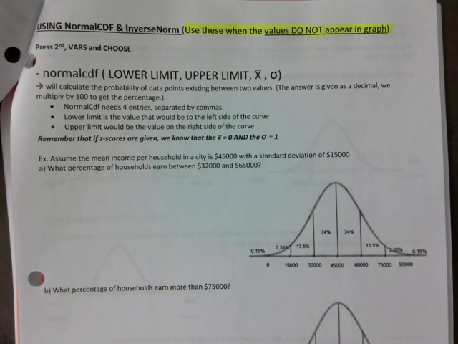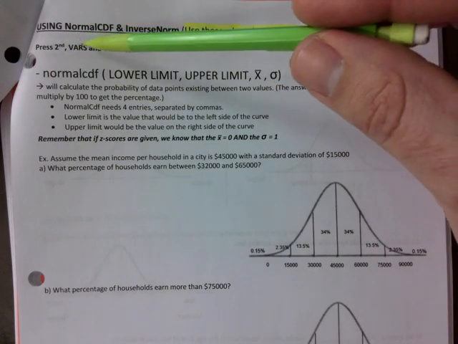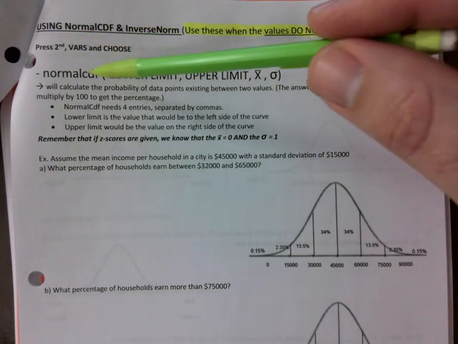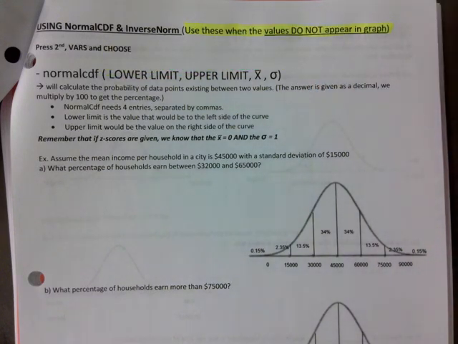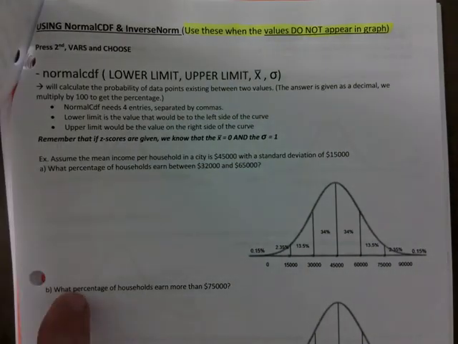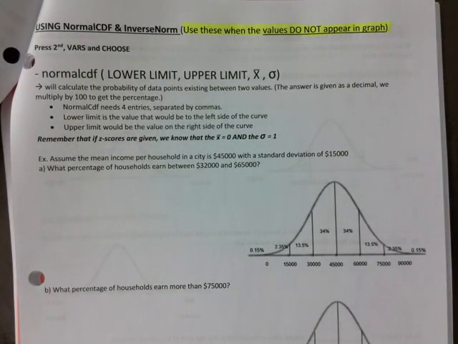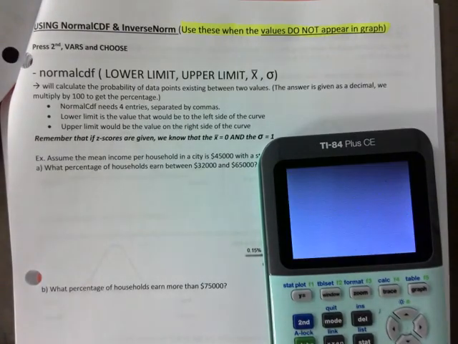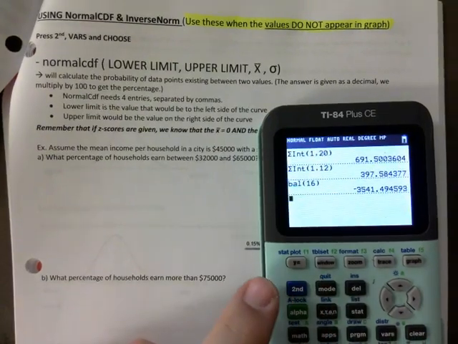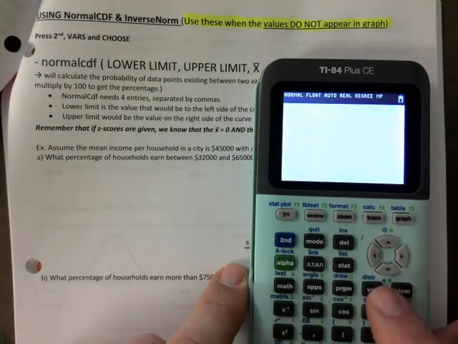Page 32 this is. We're going to 32. So we press second vars, and then you choose normal CDF. So let's do that real quick. Where did I leave my calculator? I just had it here. Oh, I'm covering it up. Quit. So yeah, you just go second, and then vars.